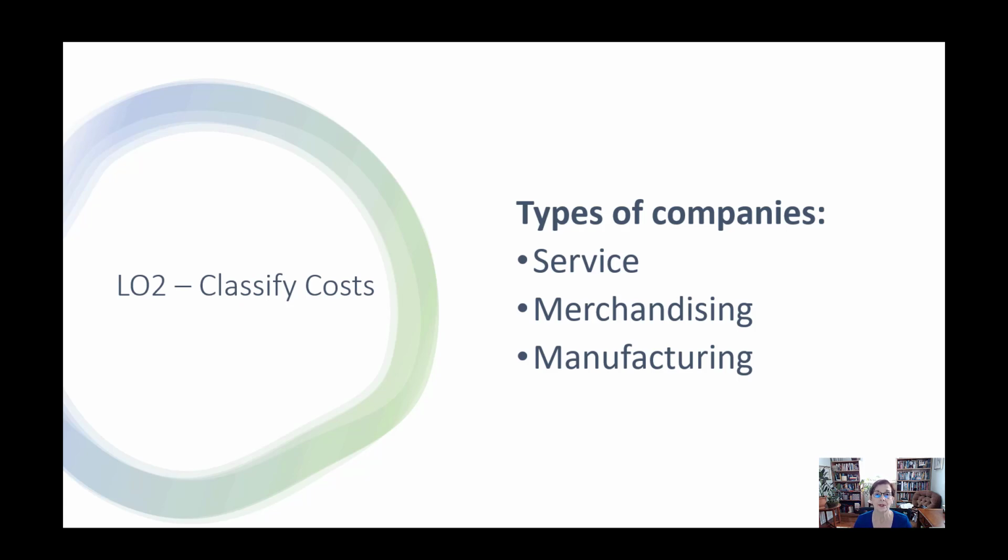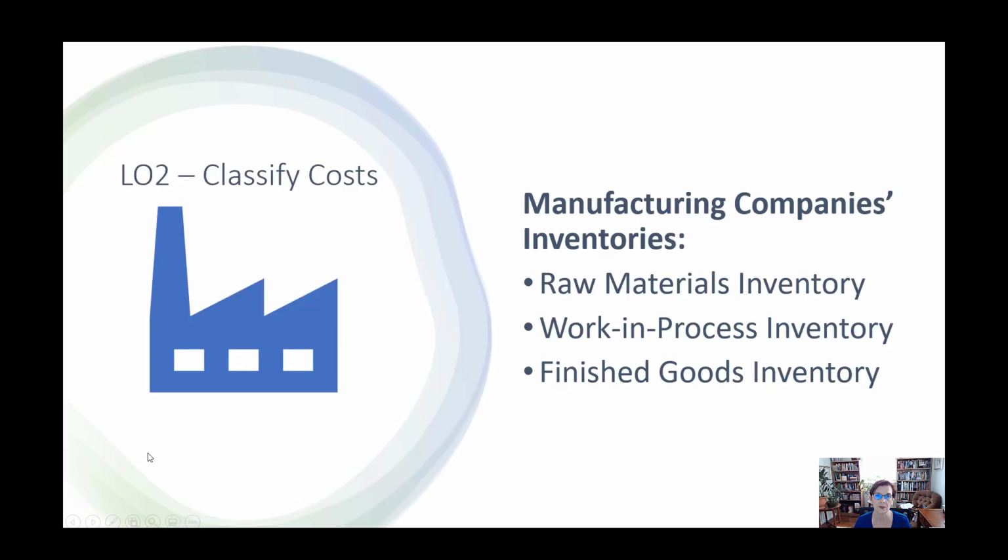And now we're going to look at manufacturers, which is even a little bit more complicated because manufacturers take raw materials and they convert it into a product that's ready to sell. All right. So in this course, we're going to be focusing on manufacturing companies. All right, so manufacturing companies have 3 different kinds of inventory instead of just 1 inventory, which is what Target would have, right, an inventory account.